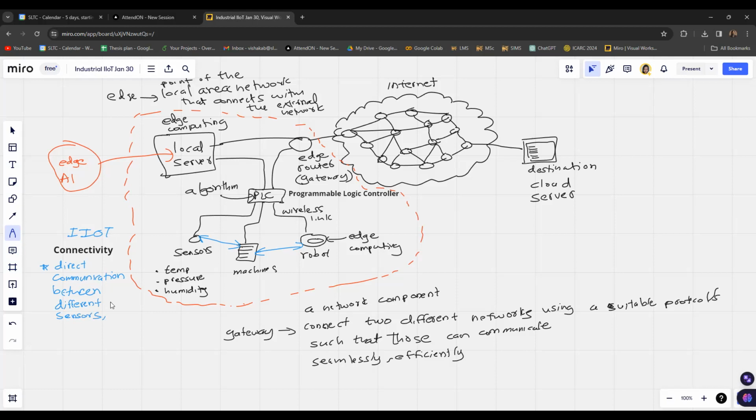Direct communication between different sensors, which we can call different IoT devices, is possible. And then connectivity between the IoT devices and the cloud or the internet is possible. So basically, it has internet connectivity.